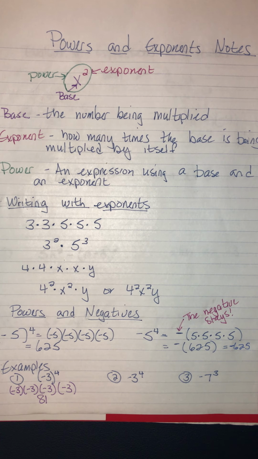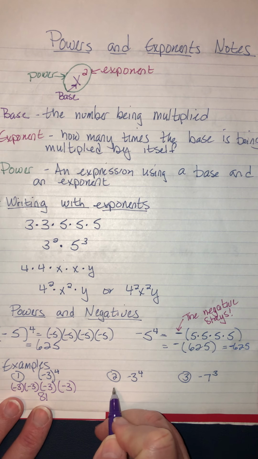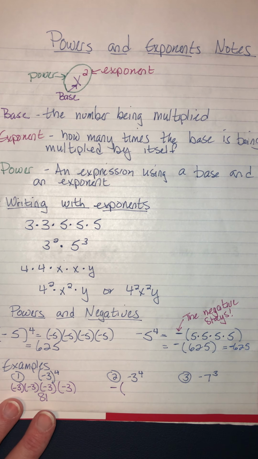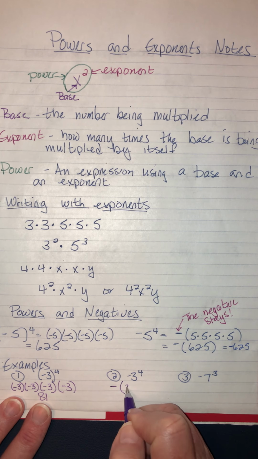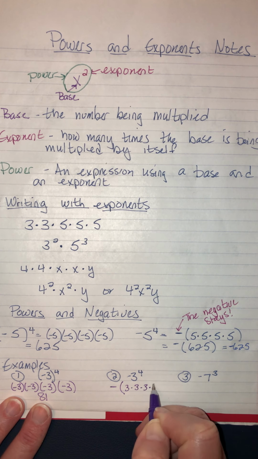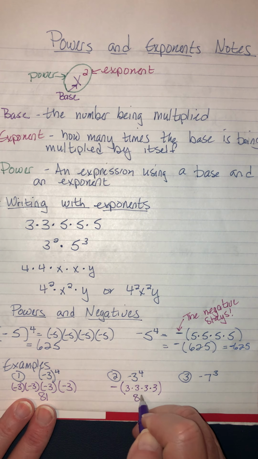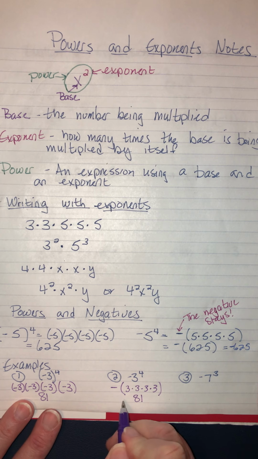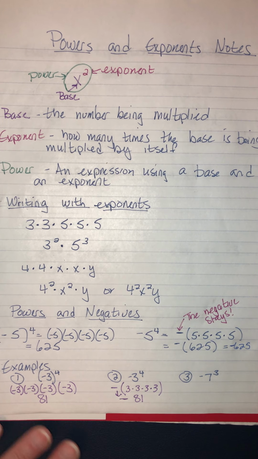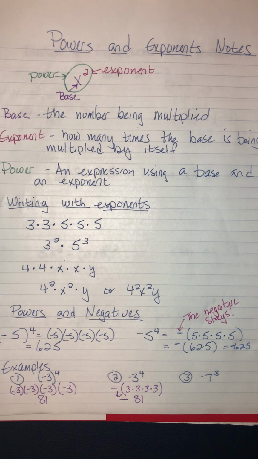Now, if I look at my next one, I have negative 3 to the 4th. Now remember, that negative sign is not being held with the 3. So it is going to stay. So that will stay. And then we have 3 times 3 times 3 times 3. Okay? And I just did the math out, and I know my answer is going to be in the parentheses 81. And I'm just going to bring my negative sign down. So my final answer is going to be negative 81.